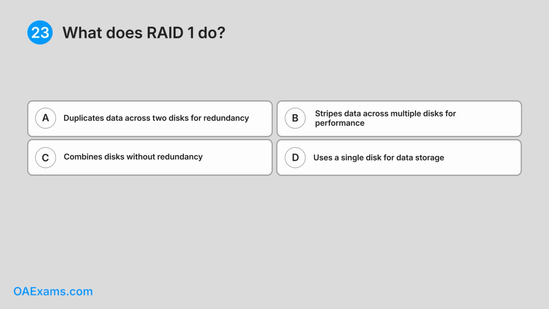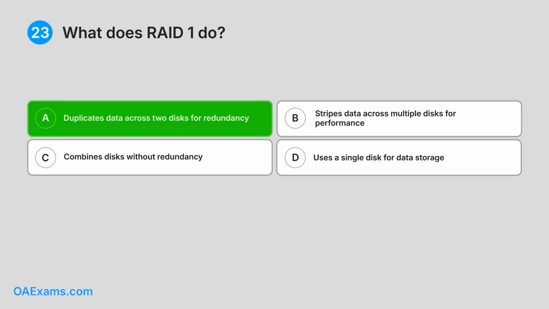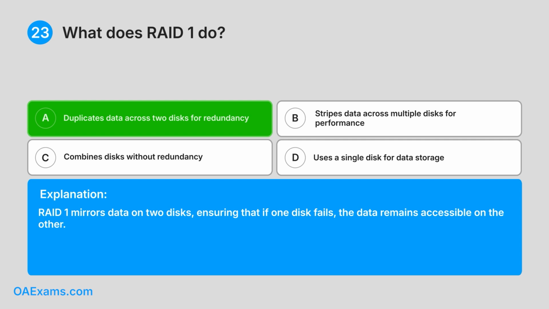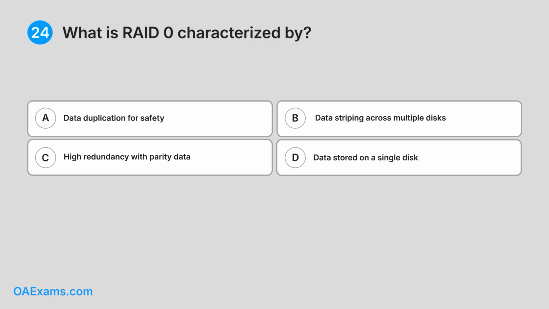Correct answer. A. Duplicates data across 2 disks for redundancy. Explanation. RAID 1 mirrors data on 2 disks, ensuring that if one disk fails, the data remains accessible on the other.